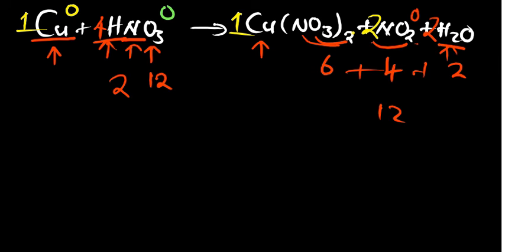So oxidation numbers give us a starting point, and it makes things easier. If you try to balance directly, it's going to be more complicated. So basically, this is an introduction on how you get to balance redox reactions using the oxidation number method.